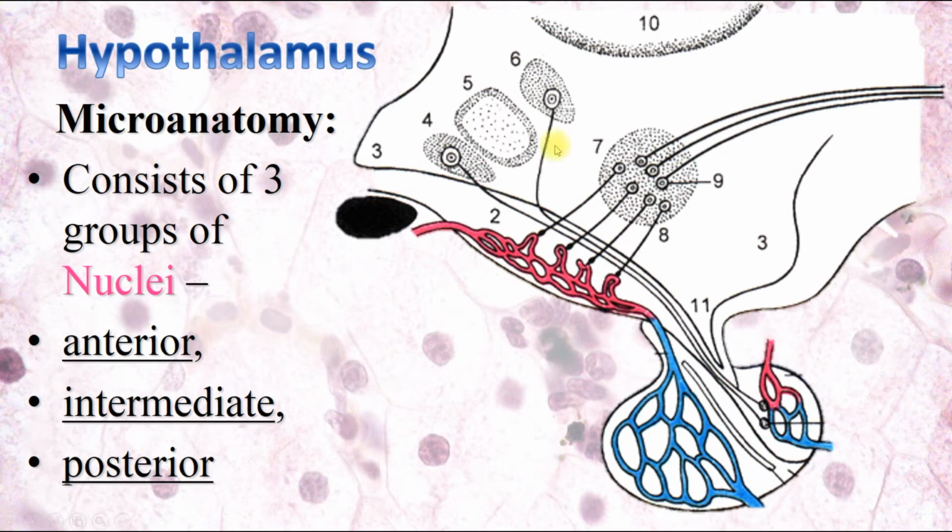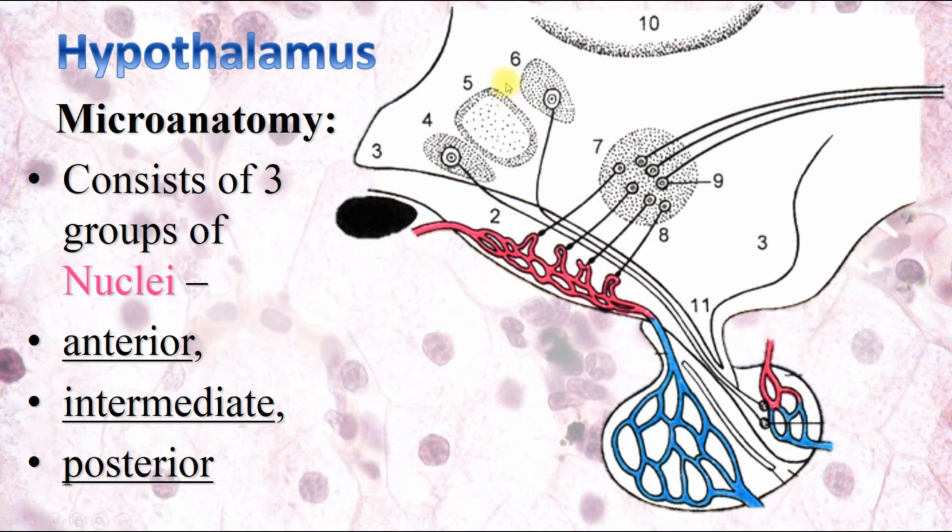It has nuclei, so nervous cells or modified nervous cells are present in the hypothalamus, and they form nuclei, groups of perikaryons. Those groups are located in three different parts. So there are three groups of nuclei: anterior, intermediate, and posterior. Nuclei are typical for the histological structure of the brainstem.